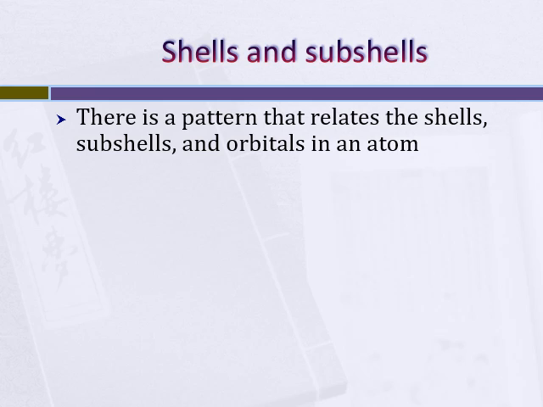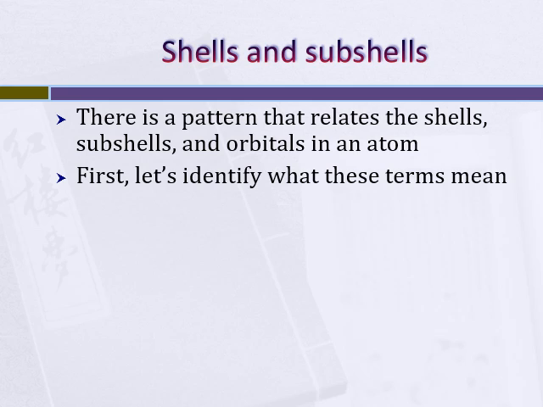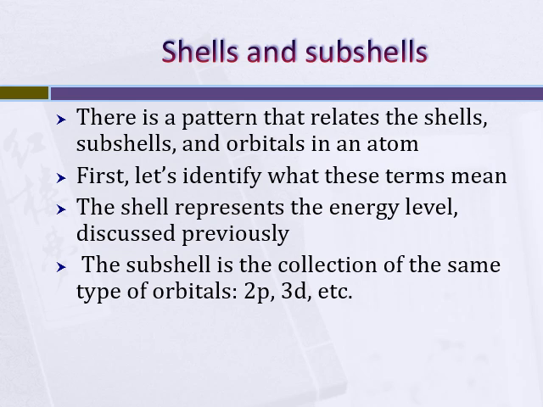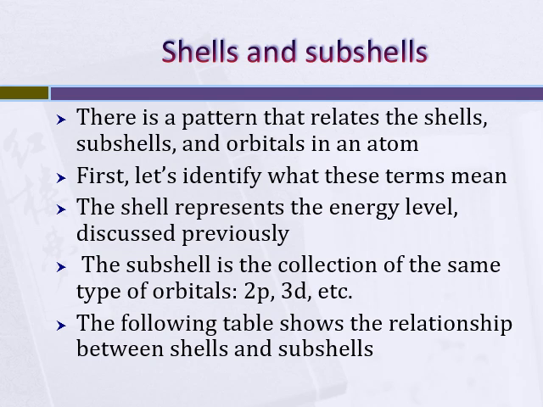There's also a pattern that relates the shells, subshells, and orbitals in an atom. First, let's identify what we mean by shells and subshells. The shell is the energy level, n equals 1, n equals 2, etc. The subshell is the same type of orbital, whether it's a 2p or a 3d, that is considered the subshell. Here's a table from Wiley that shows the relationship between the shells and the subshells.